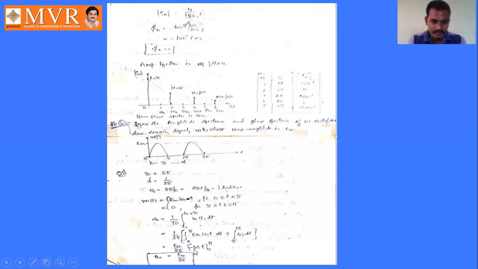So by substituting, minus cos pi minus cos 0, cos 0 is 1, cos pi is minus 1. So minus of minus plus 1. So this is Em by 2 pi. A naught becomes Em by 2 pi.